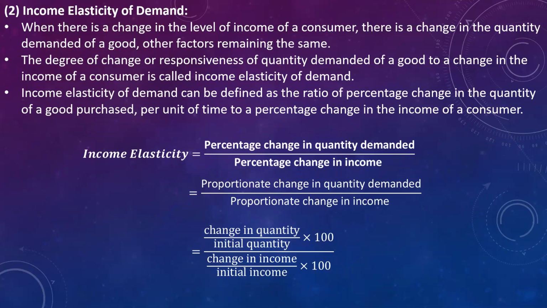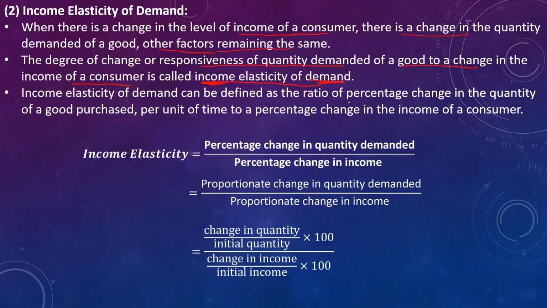Second one is the income elasticity of demand. Here, when there is change in level of income of a consumer, there is change in the quantity demanded, other factors remaining the same. So the degree of change or responsiveness of quantity demanded of a good to the change in income of the consumer is called income elasticity of demand. As the name itself makes clear, it is income and the quantity demanded.